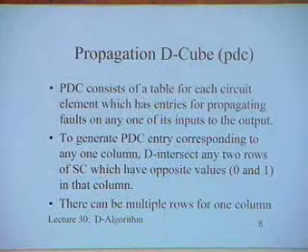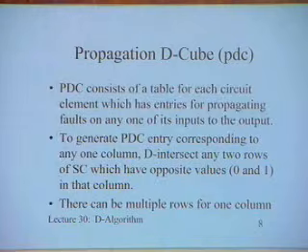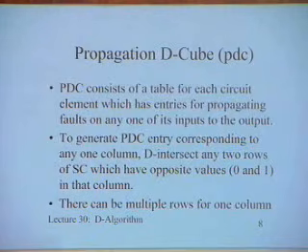So the propagation D cube, PDC, consists of a table for each circuit element, which has entries for propagating faults on any one of its inputs to the output. Now I have generated the fault. So I have to do the PDCF. When I do the PDCF, I generate the fault. The next step is to push this fault to the output, and to push a fault to the output I need to propagate this fault through the gates which come between this fault and the output, and to propagate this fault I have to use what are called the PDCs, propagation D cubes.